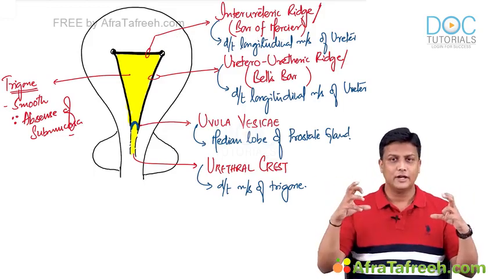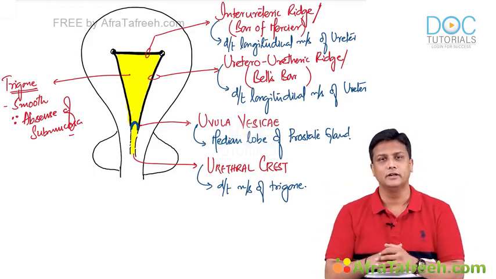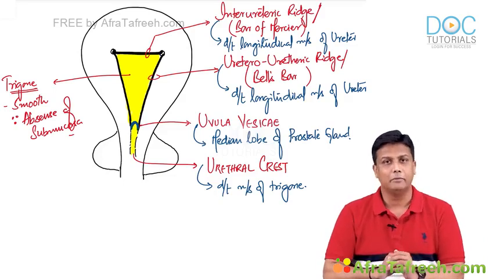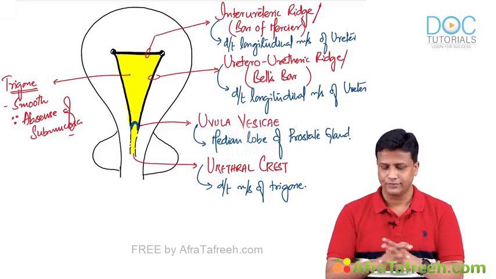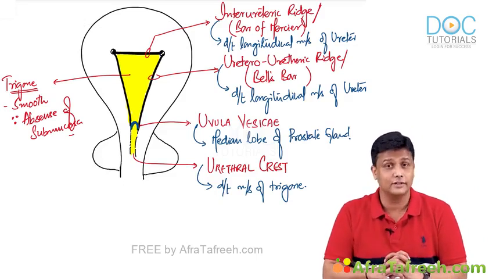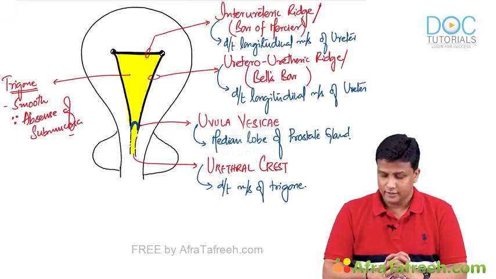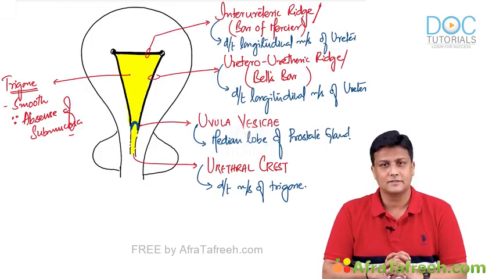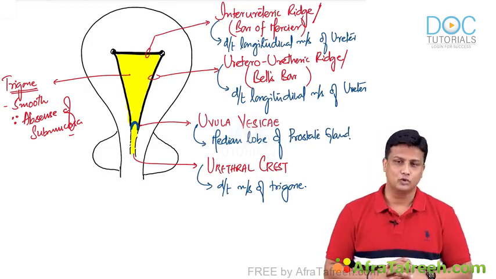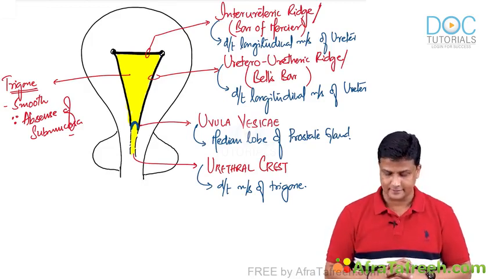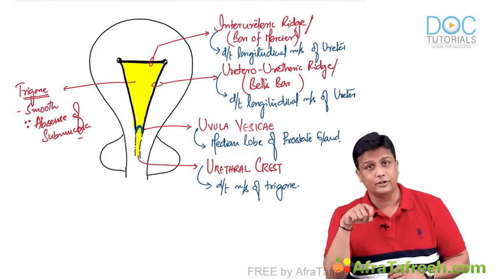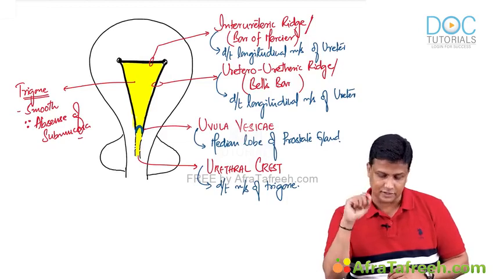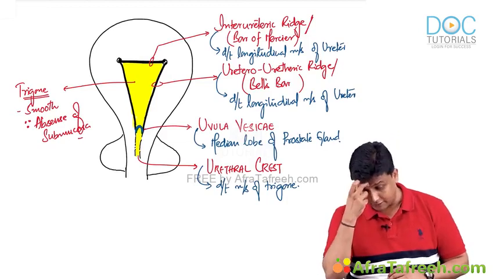So the muscles of ureter are going to form the Bell's bar and bar of Mercier. Median lobe of the prostate gland is going to form uvula vesicae, which is an elevation near the apex of trigone. And the muscles of trigone themselves are going to continue down into the urethra to form urethral crest, guys. So these are the important points that you have to remember about the interior of the urinary bladder. These are the questions which are being asked where most of the students are confused.